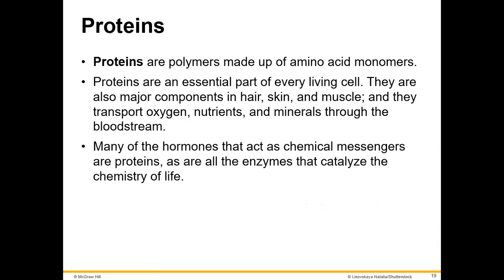All right, proteins, as we discussed in a previous chapter, are polymers too. They're made up of amino acids. Those are the monomers there. Proteins are essential to all living cells. They're major components of your hair and your skin and your muscle. And that's usually what people think of when they think of protein. They're like, oh yeah, I need to eat a big steak. That's protein. But proteins are a part of every cell. So even if you're eating a salad, you're ingesting some protein because those leaves have protein inside them.